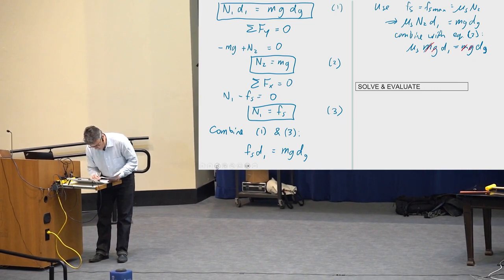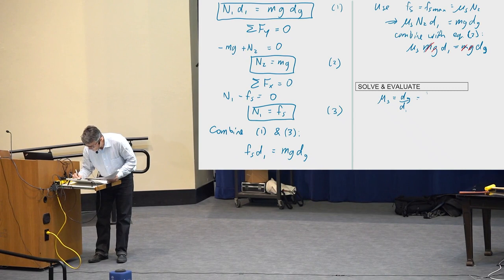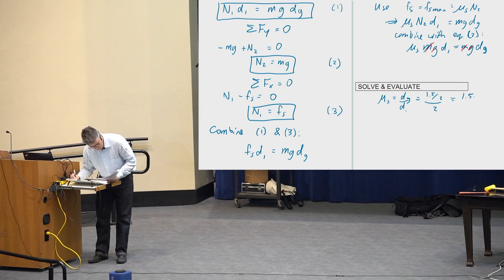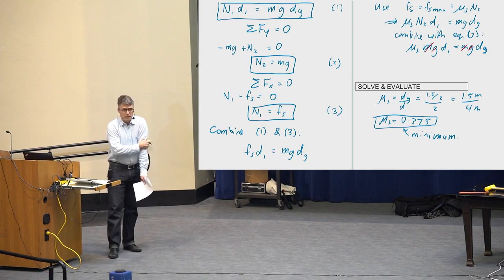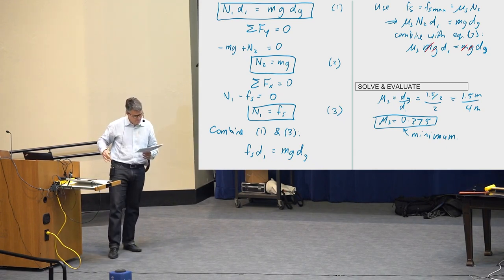And you get that mu sub s equals dg divided by d1. So it's 1.5 over 2, divided by 2 meters. It's 1.5 meters divided by 4 meters. And I got mu sub s equals 0.375. And it has no units. That's good, because it's a coefficient of static friction. This is like the minimum. It can also be more than that, and it'll also be in static equilibrium. But if it's any less than that, the whole thing will slip.